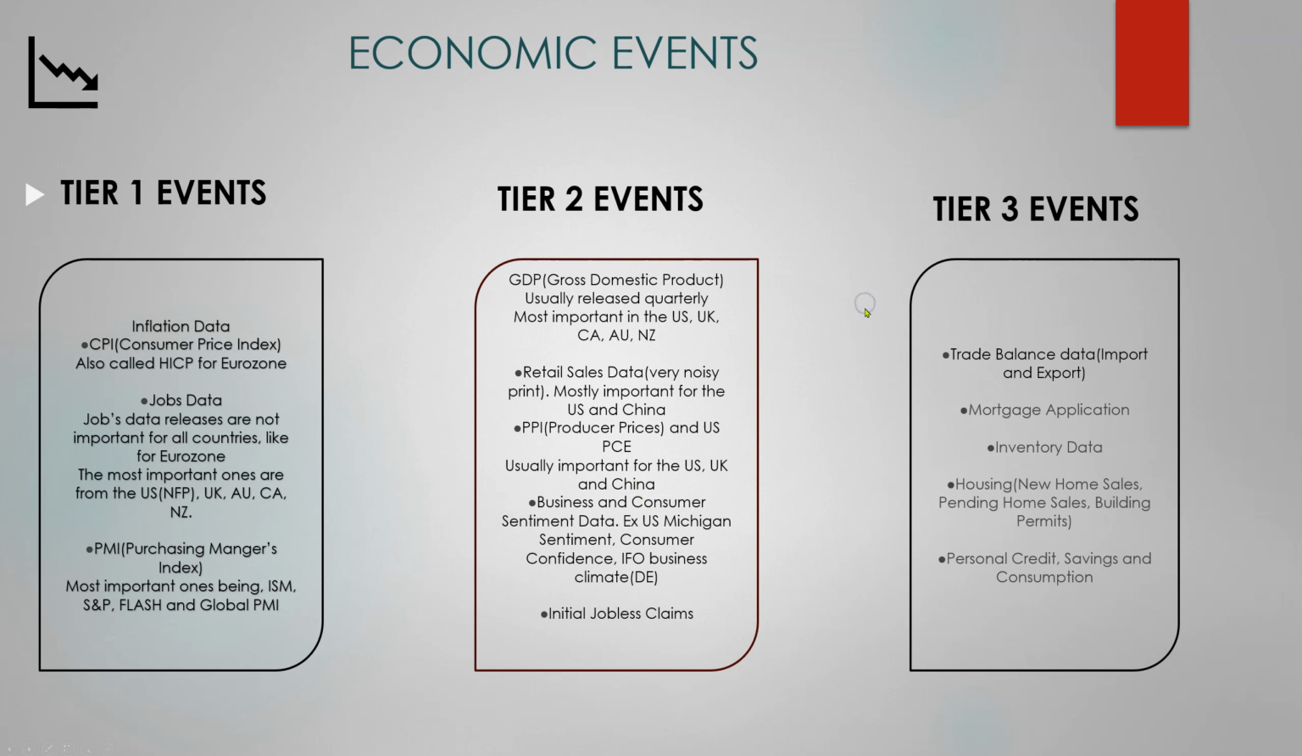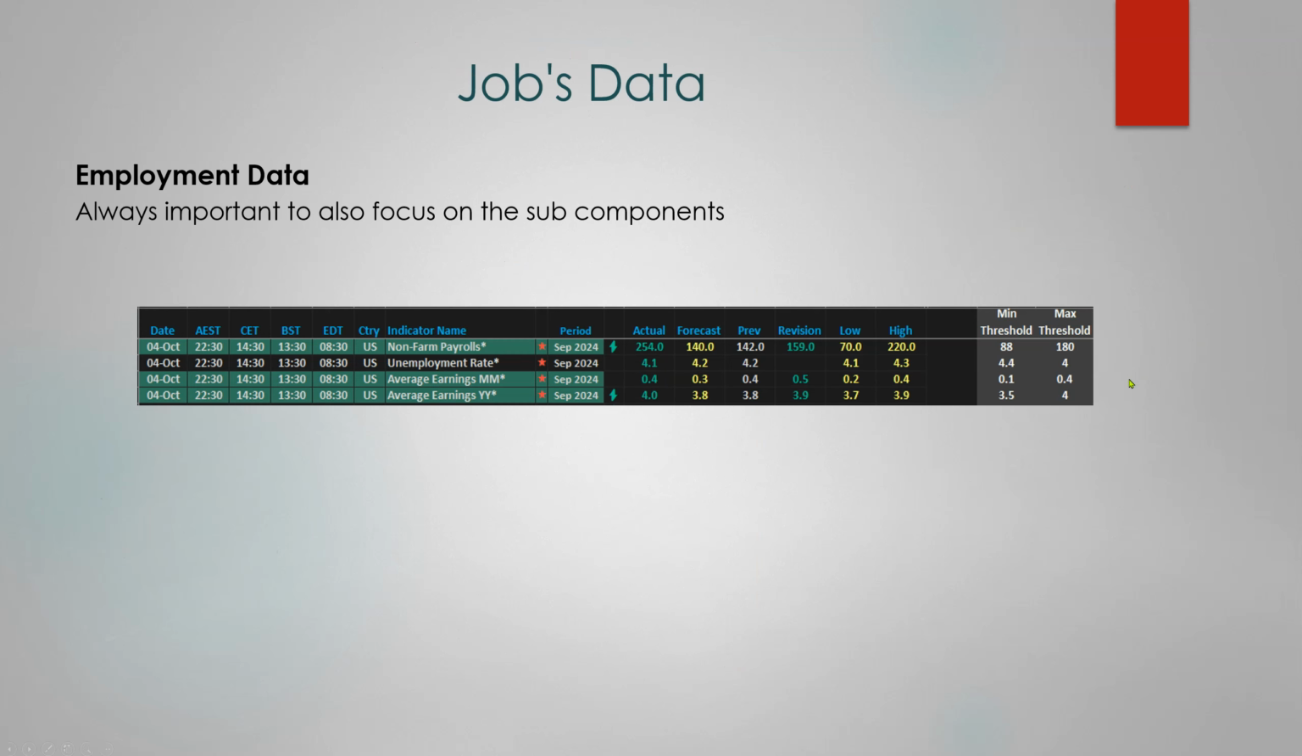And as for the tier 3 events, these are the less important data. So you can actually do without trading them because they actually carry less votes. So in this case, we're going to be looking at the trade balance, mortgage application, inventory data. For the US, we have the housing data, which is the new home sales, pending home sales, and also the building permits. So these ones are honestly less important in my opinion.